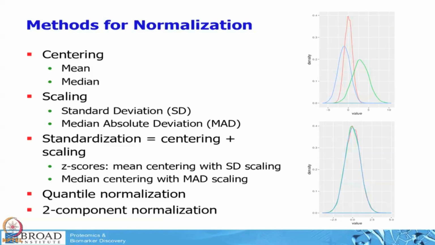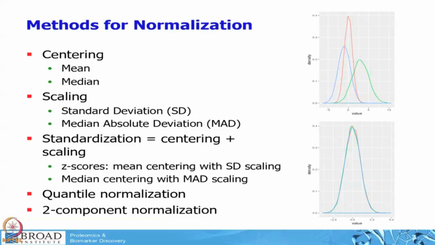Just for a mock-up, I am showing 3 samples, and the distribution of log ratios for each of those samples. You can see that the green one is centered around 0.5. The red one is centered around 0. The blue one is centered around minus 0.5 approximately. That means the average ratio was slightly off, which means the amount you put in was slightly off.